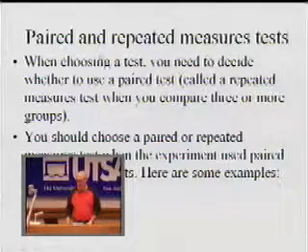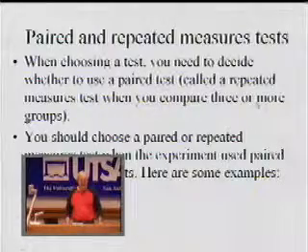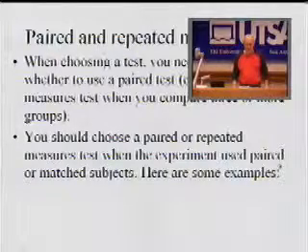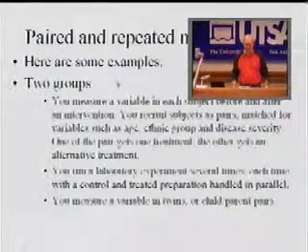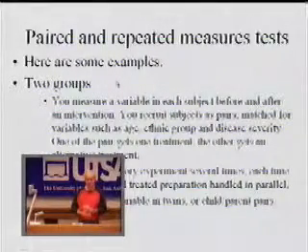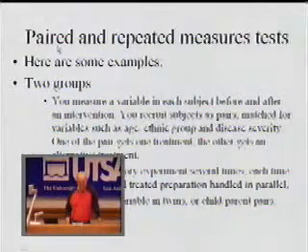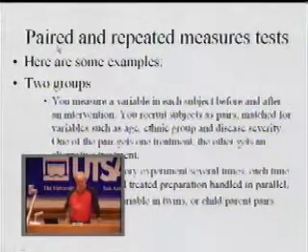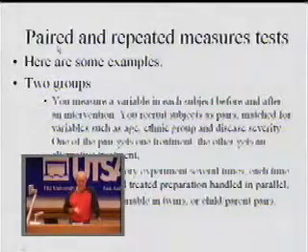So the paired and repeated measures test: when choosing a test, you need to decide whether to use a paired test, called the repeated measures when you compare 3 or more groups, as we said. You should choose a paired or repeated measures test when the experiment used paired or matched subjects. And now let's take a look at some examples. I think I've confused this definition a few times throughout these lectures. Hopefully this will help to clarify it. It's easy to confuse, kind of a cloudy arena of information, when so many people do so many different types of experiments and can't be exactly certain how they want to process your data.